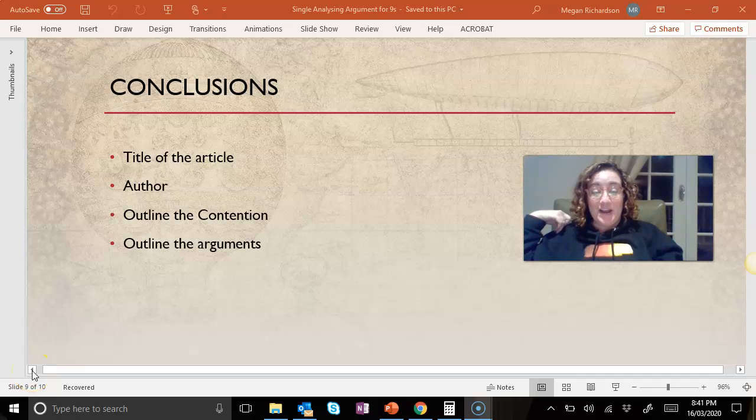Hi guys! Okay, so here's the easiest bit of the essay to go, the conclusion. You literally just need these four things. Title of the article, the author, the outline of the contention, so basically just reword what the contention is, and then outline the arguments, and you're literally done. So here's my example. Ready?